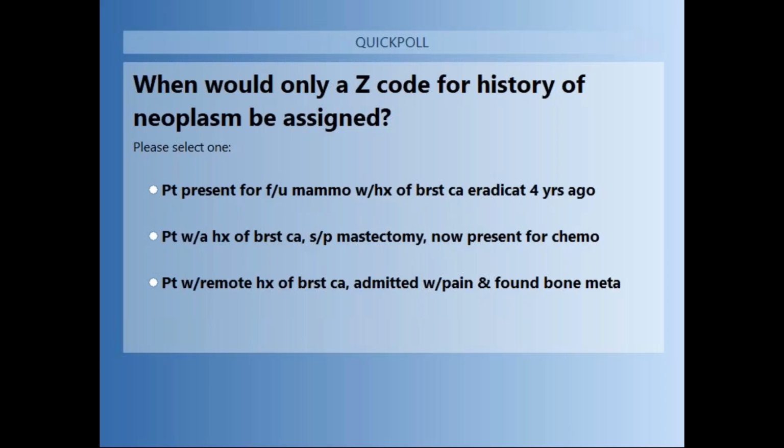When would only a Z code for history of neoplasm be assigned? A, patient presenting for follow-up mammogram with a history of breast cancer eradicated 4 years ago, or B, patient with a history of breast cancer, status post-mastectomy, now presenting for chemotherapy, or C, patient with a remote history of breast cancer, admitted with pain and found to have bone metastasis. Go ahead and select your answer.